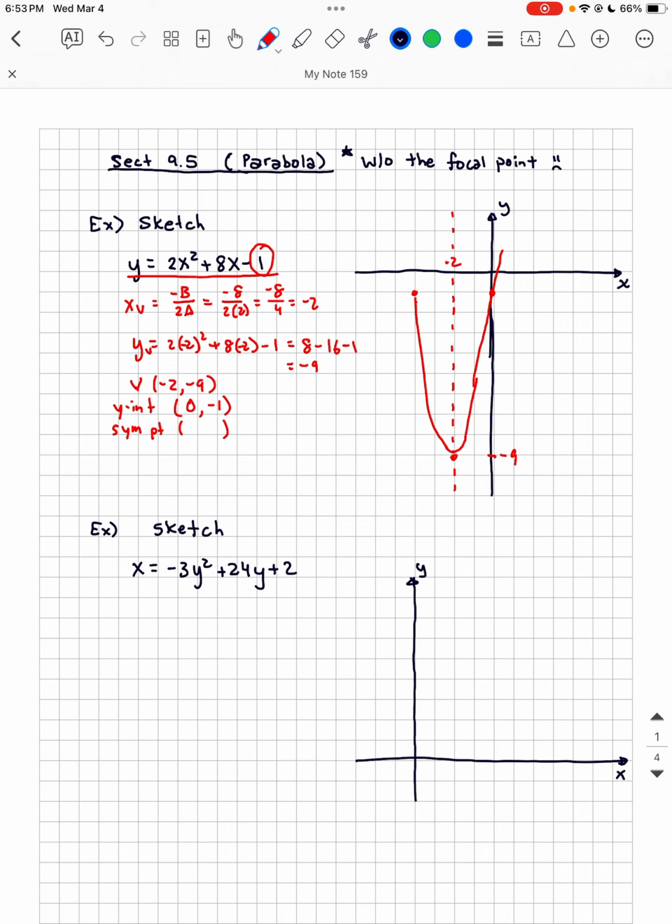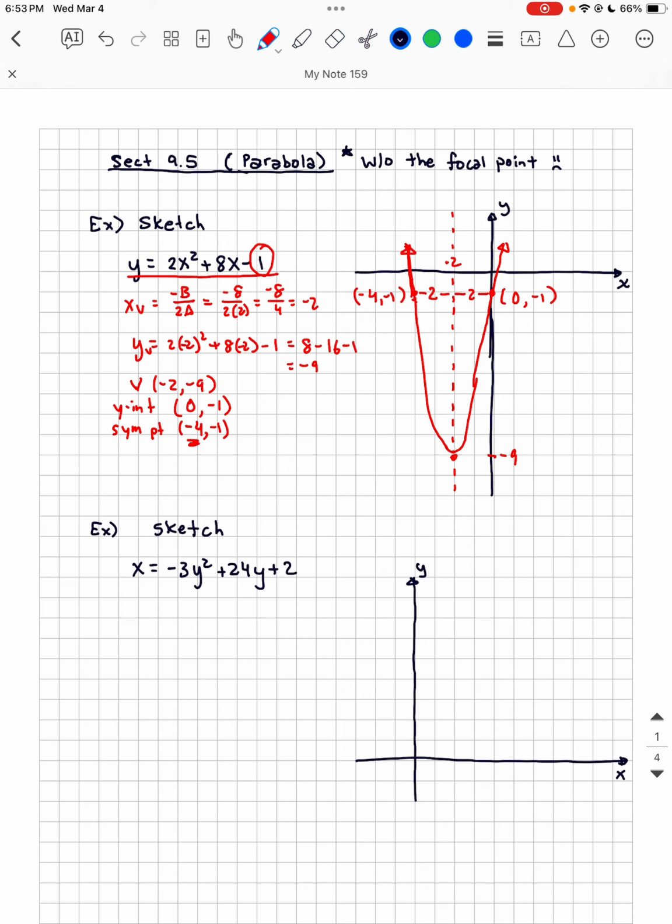Thank goodness I said sketch, because my graph would actually be terrible if I were to do this accurately. But there you go. There is my y-intercept, which is 0 comma negative 1. This symmetric point is a distance of 2 from the middle line to the vertex, which means it is a distance of 2 on the other side. So the symmetric point is at the coordinate negative 4 comma negative 1.